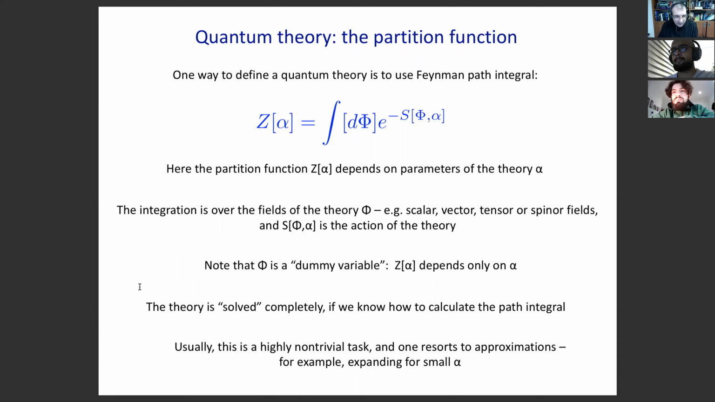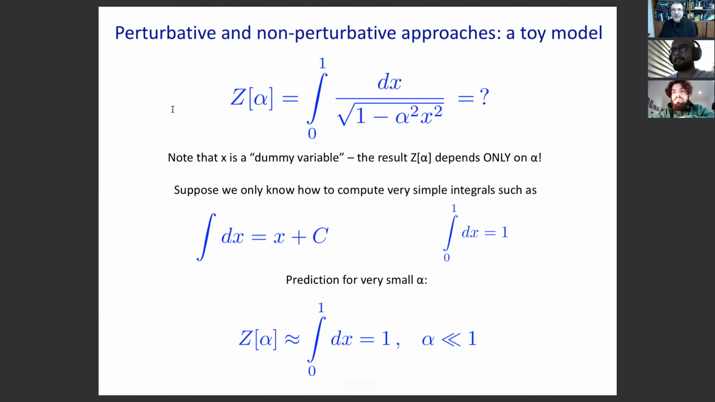Now, let me give you a very simple toy model of this situation. Suppose you have to calculate a highly non-trivial integral over x from 0 to 1 of the square root of 1 minus alpha squared x squared. Of course, you know how to calculate it exactly, but let's pretend we don't, that we just learned about integration. Now here you have a parameter, which is alpha, and the integration variable x is a dummy variable. So you can change your variables from x to any other variable and simplify your integral if you're clever enough. So let's see if it is possible.